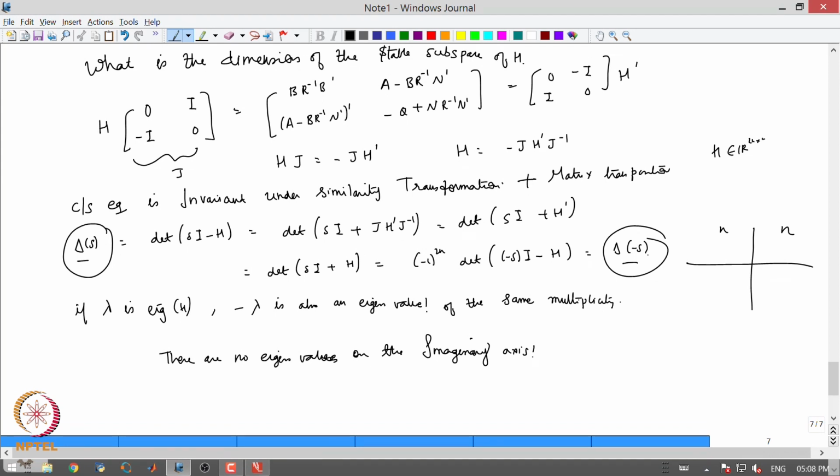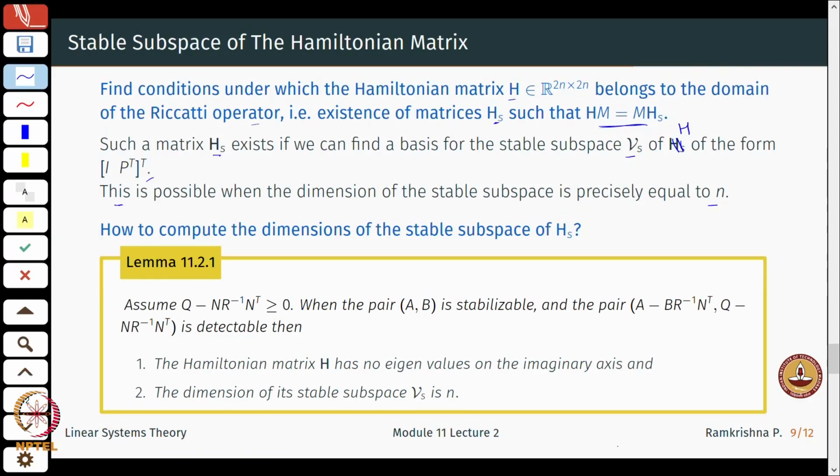Okay. Now, if this condition is satisfied, that there are no eigenvalues on the imaginary axis, then H, the Hamiltonian matrix, will have n eigenvalues here and n eigenvalues here, which means that the dimension of the stable subspace of H is equal to n. Okay. Now, how do we ensure that there are no eigenvalues on the imaginary axis? Okay. So, the next result will prove that.